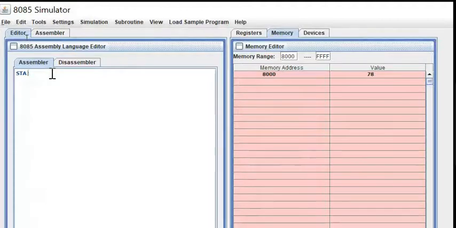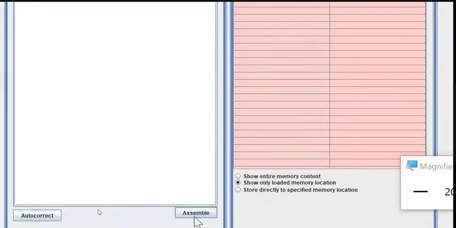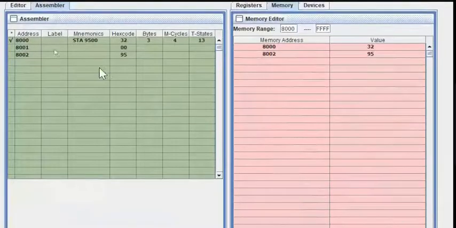Now if we execute some other instruction, STA 9500, just assemble it. See here. How many machine cycles are there here? How many M cycles? Four M cycles. Why are 4 M cycles required?